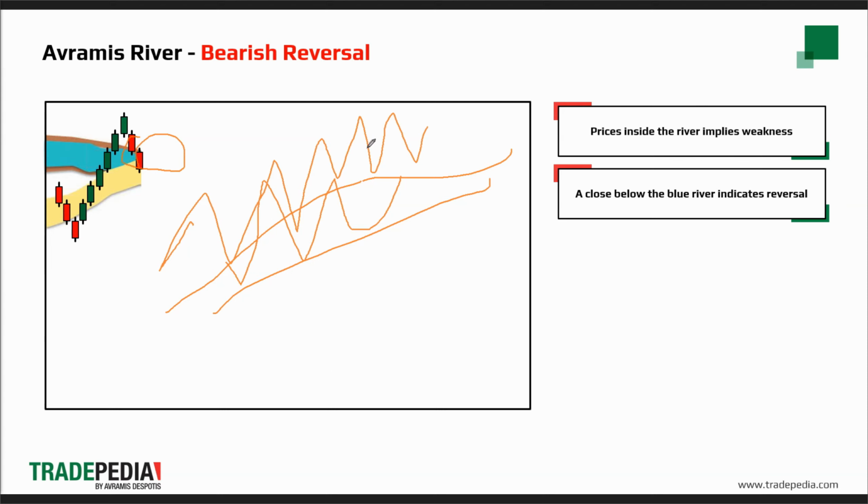A close below the blue river indicates possible reversal. So as long as it goes below the blue river, and then a confirmation is obviously below the golden river. But a close below the blue river, maybe you have to be quite wary about it already. So obviously for trending markets, what you hope is that you want to be above the blue river at all times. That's the best case scenario.